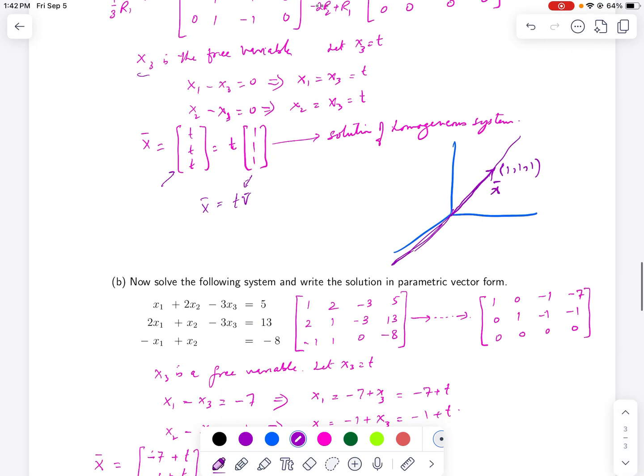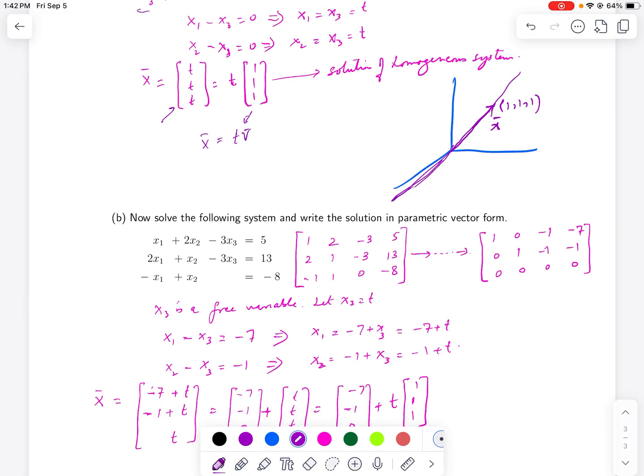Okay, now part B. Now solve the following system and write the solution in parametric vector form. And then we will describe it as well. I went ahead and did the row reduction and found that my resulting matrix is this. From the first equation, x1 minus x3 equals -7, so x1 will be -7 plus x3. Changing x3 to t, I get x1 equals -7 plus t. In the same way, x2 is -1 plus t.